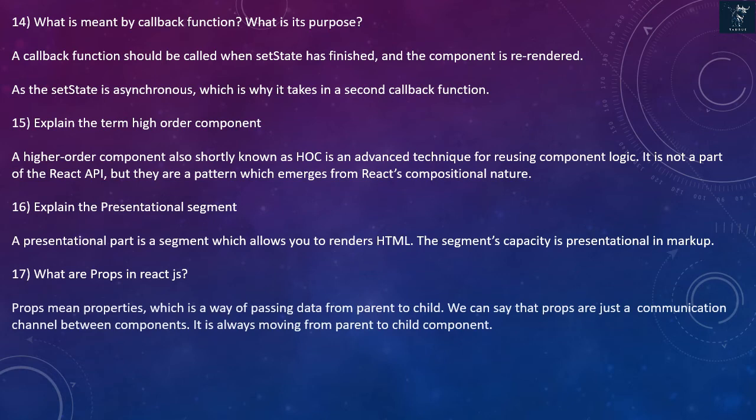17. What are props in React.js? Props mean properties, which is a way of passing data from parent to child. We can say that props are just a communication channel between components. It is always moving from parent to child component. 18. What is the use of a super keyword in React? The super keyword helps you to access and call functions on an object's parent.